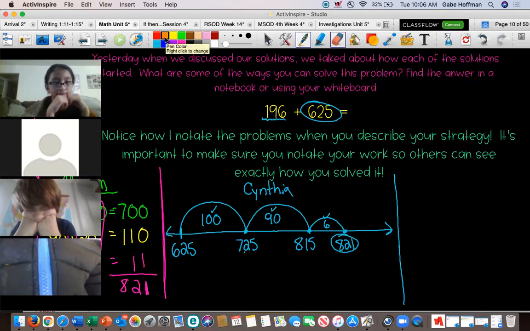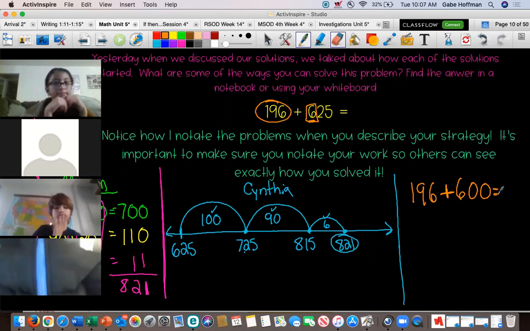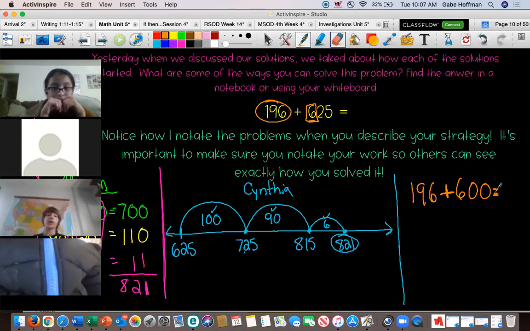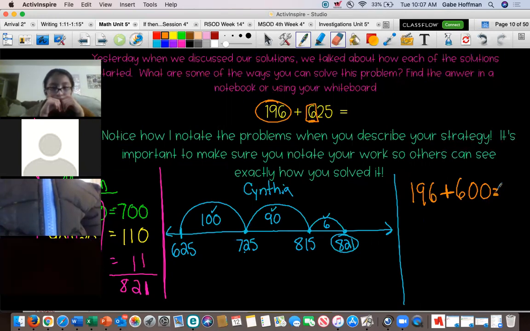But I could also add in chunks by starting with this. And what I do with that is I'm going to say, okay, I'm going to start with my 196. And then I'm going to add just my hundreds chunk from 625. So I'm going to add 600. What's that give me, CJ? 196 plus 600. 796. Okay.